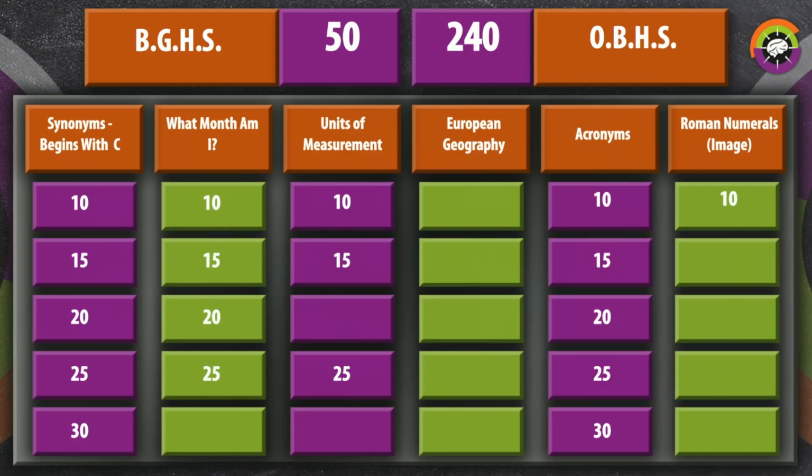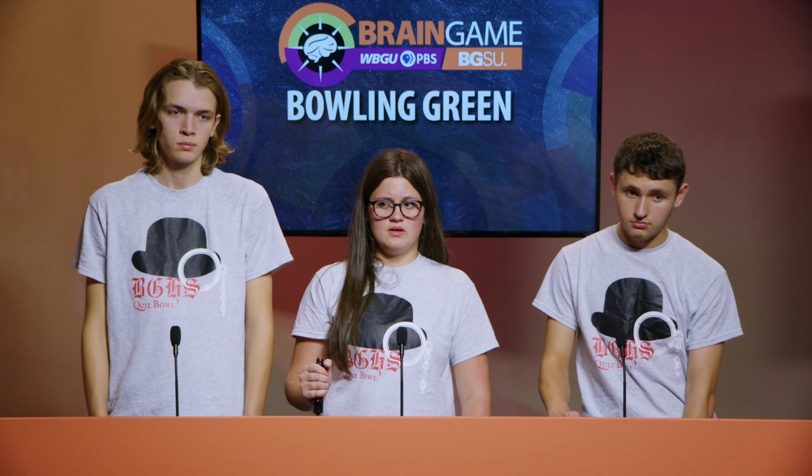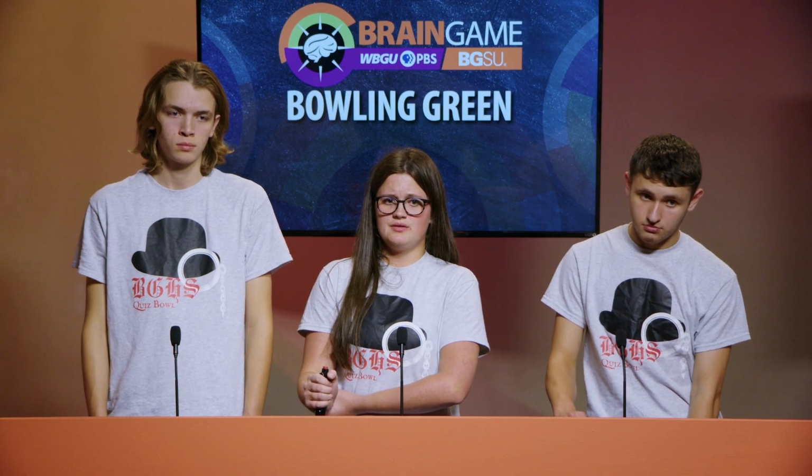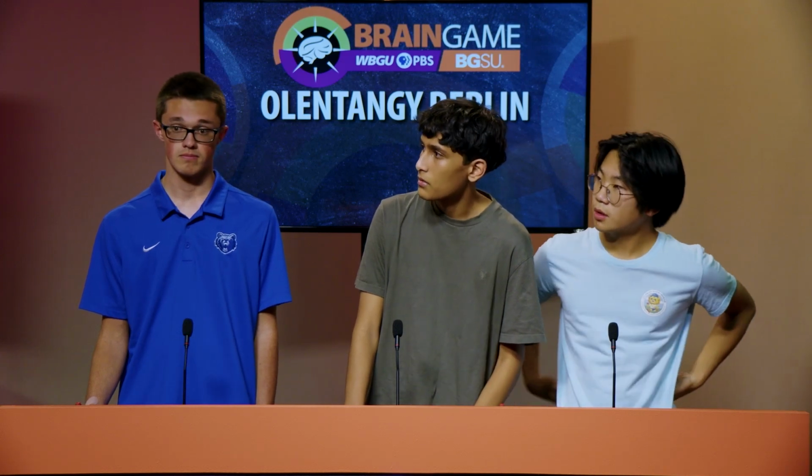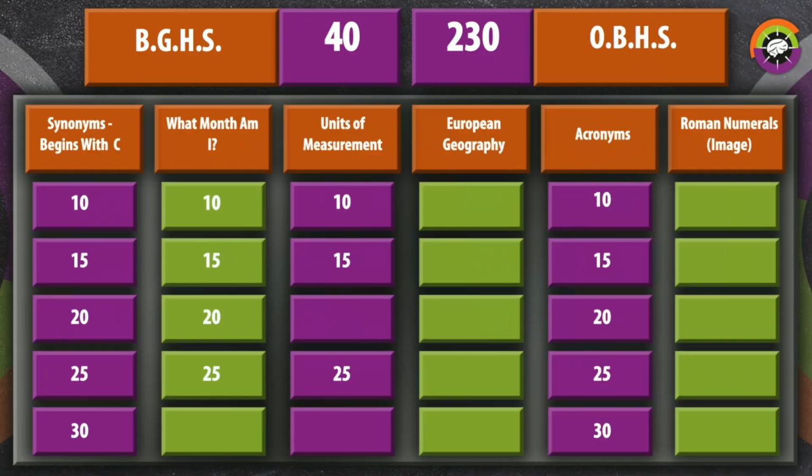Olentangy Berlin takes control. Roman numerals for 10. Roman numerals for 10 points. Identify this number. That would be Bowling Green. Mason. 150. Incorrect. Olentangy Berlin, chance to steal. That would be Olentangy Berlin. Akil. 600. Incorrect. 400 is what we needed there. Olentangy Berlin in control.